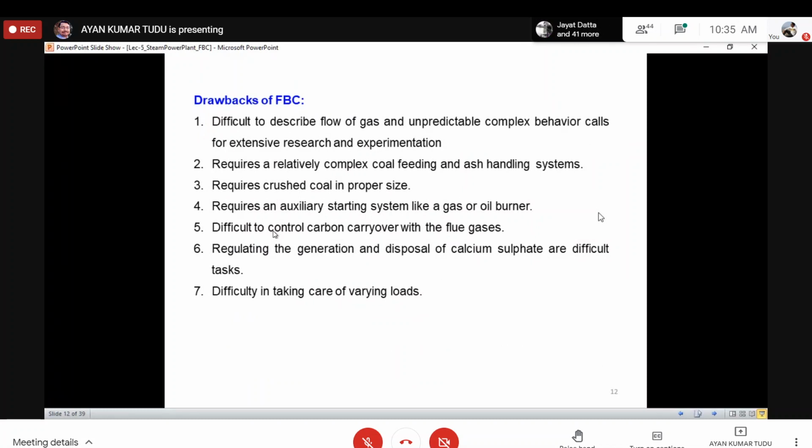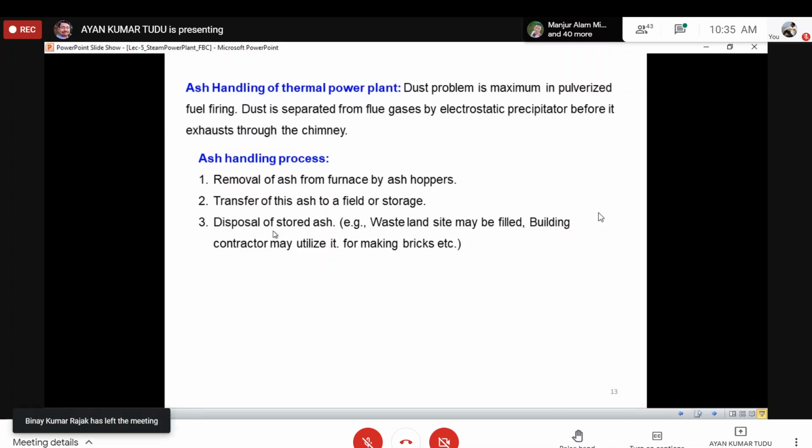Okay, next we have our ash handling plants. The dust problem is maximum in pulverized fuel firing, so that dust is separated from flue gases by the electrostatic precipitator. We have talked about it. Okay, before it exhausts to the chimney. So the ash handling process: removal of ash from the furnace by ash hoppers, transfer of this ash to a field or storage, and disposal of the stored ash. So it may be disposed of by filling a wasteland, or building contractors may utilize it to make bricks. Nowadays it's very common to use these ash made bricks.